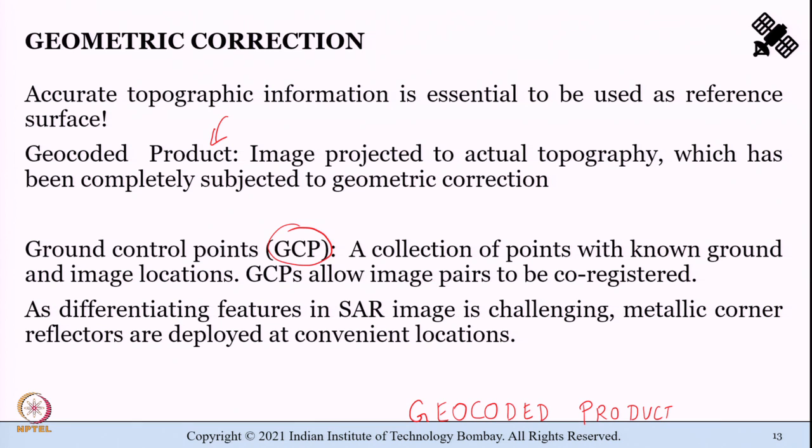So, this is where GCPs or ground control points find their importance, because they are nothing but points whose location is known. GCPs allow image pairs to be co-registered, and they play a very important role in radar remote sensing, because as I mentioned earlier, differentiating features in a SAR image is challenging. It is not straightforward. And for this reason, we have metallic corner reflectors deployed at convenient locations. We have already discussed corner reflectors, trihedral and dihedral corner reflectors, and we also saw their location in Hyderabad, as part of the Kalwal site of ISRO.